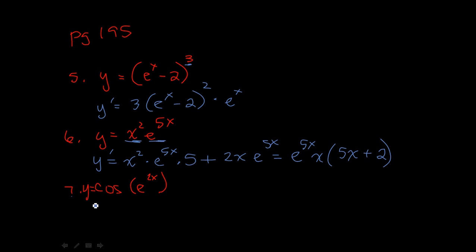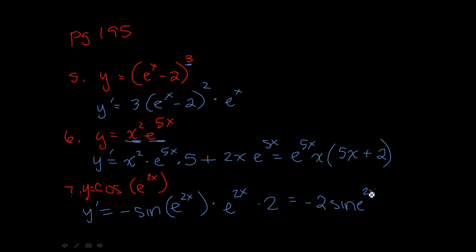Okay, on number 7, we're using the chain rule. So first we have to take the derivative of cosine, which is negative sine. Keep the angle the same. Okay. Now we take the derivative of the inside of that, which is going to be e to the 2x, and then the derivative of the inside of that, which is the 2x, would just be 2. So you could reorganize this if you wanted to something like this. You could even put the e out front. It doesn't matter.